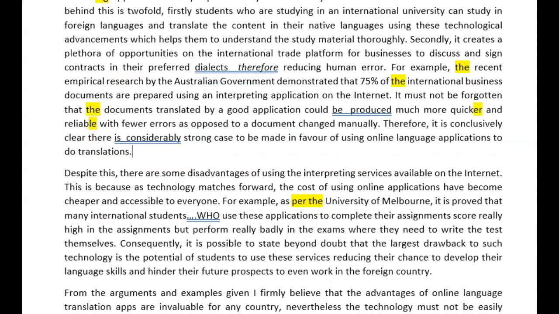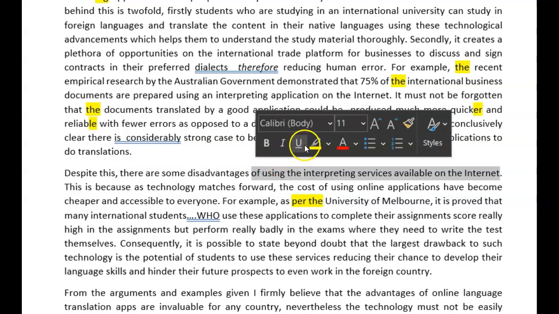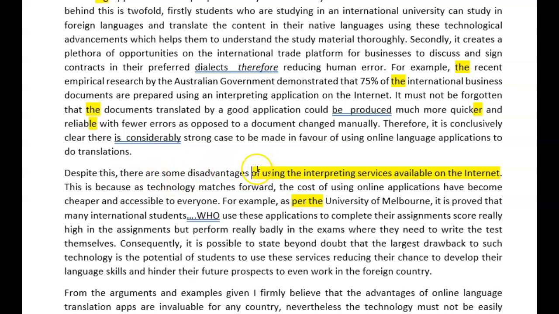Despite this, there are some disadvantages. I think we're repeating this a lot here. I think we can stop repeating this. There are some disadvantages of this development or this trend. This trend holds many disadvantages, something like that. I think you could use the word trend or this development.